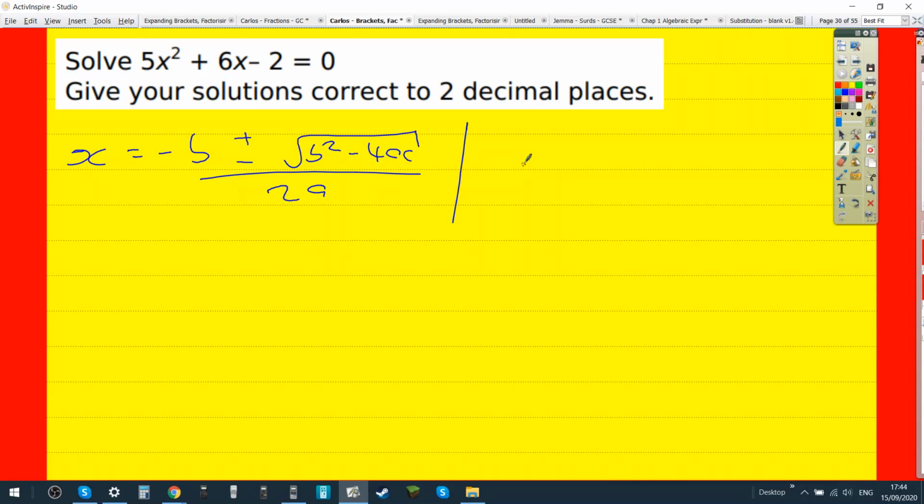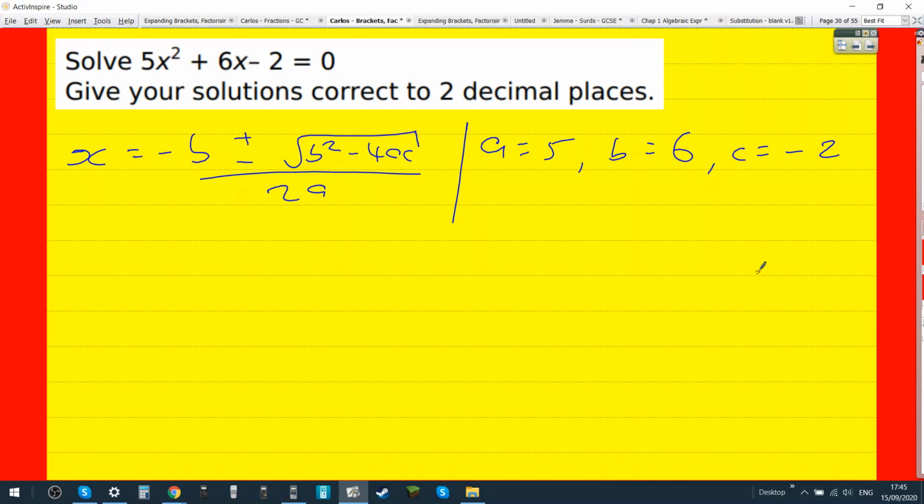So how do you go about it? So a would be 5x squared. Just 5. Oh, just okay. B would be 6x. Just 6. It's just the number that's in front of it. Oh, okay. And 2 is C. So yeah. Something's missing from the 2. Minus. Yep.